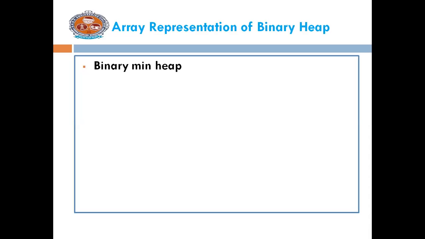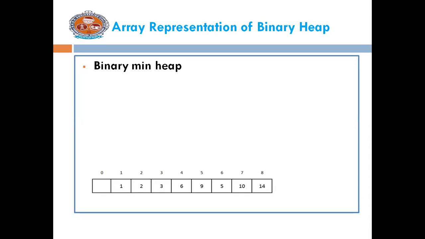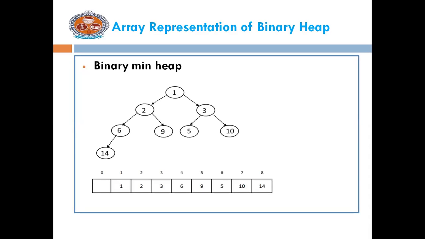Now we will see how to represent a binary heap. First we will see the binary min heap. This is the array representation of a binary min heap. See here, this is an array and a binary heap. The size of the array is n, where n is the number of elements in the heap. Here consider the locations as starting from array index 1, so we place the first element at location 1 and leave location 0.